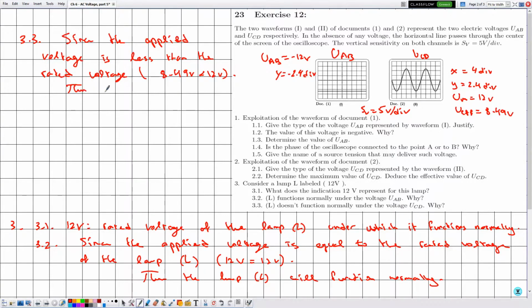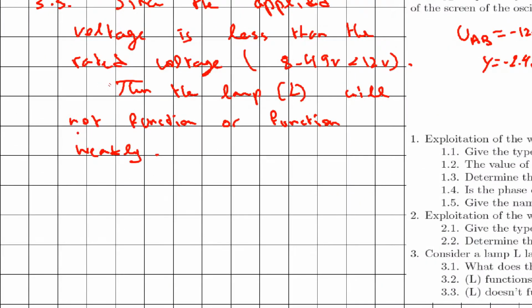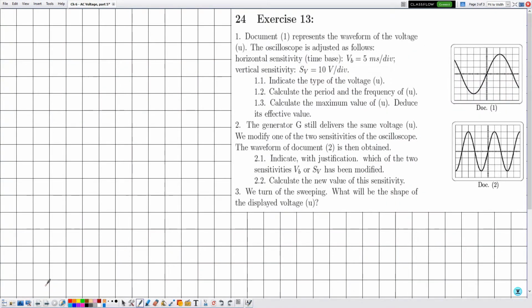Then the lamp L will not function or function weakly, which reflects the case that L doesn't function normally. Doesn't function normally means two things, that it will either not function or function weakly. So that's it for exercise number 12. Let's move to the final exercise, which is exercise number 13.